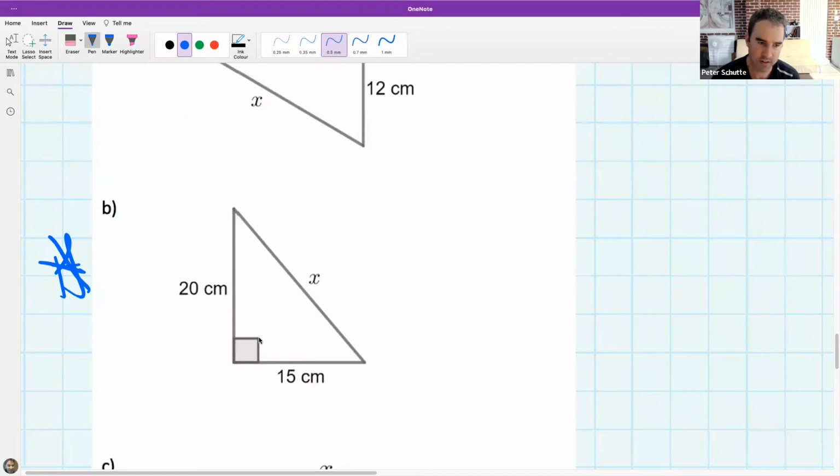So again, we're looking to see which one is the hypotenuse. It's opposite the right angle. And so for the tool for Pythagoras, we write x squared equals 20 squared plus 15 squared.